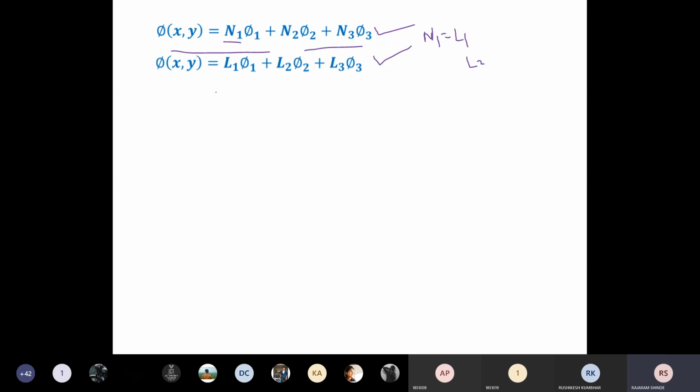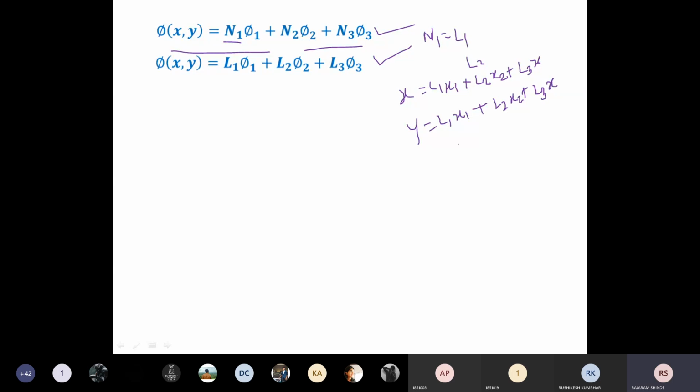Now one more thing I have told you while writing the interpolation polynomial in terms of the local coordinate system for a one dimensional element. Here I have written x is equal to L1 x1 plus L2 x2 plus L3 x3, and y is equal to L1 y1 plus L2 y2 plus L3 y3.